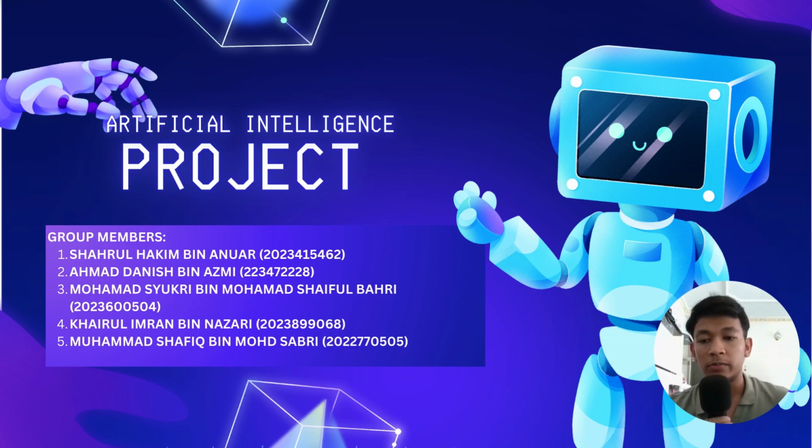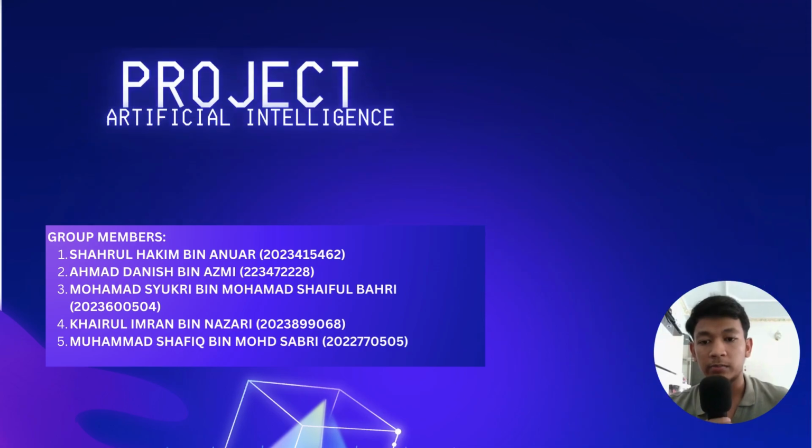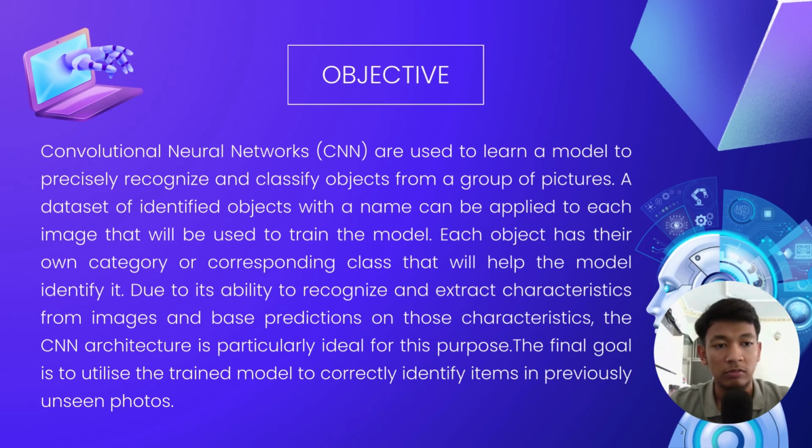My student ID is 2023415462. Today I'm going to present about the group project. The objective of this project is to identify objects with a name that can be applied to each image that will be used to train the model. Each object has its own category or corresponding class that will help the model identify it, due to its ability to recognize and extract characteristics from images and base predictions on those characteristics.